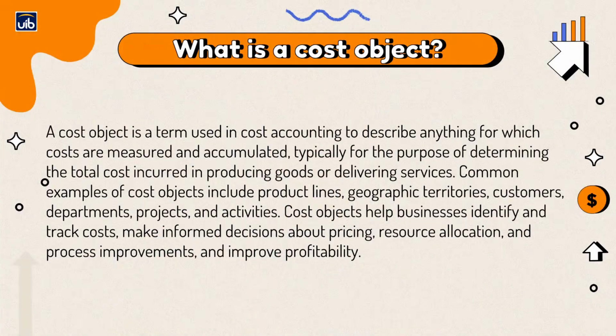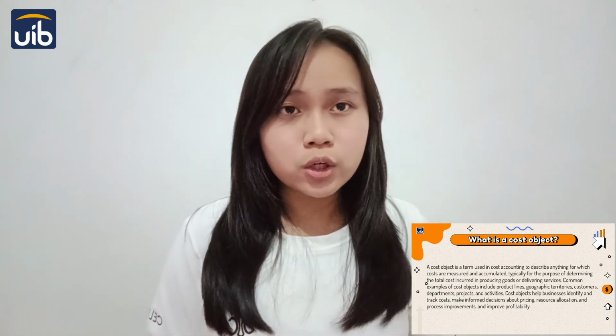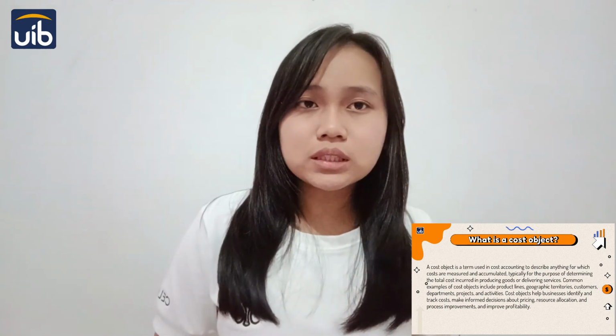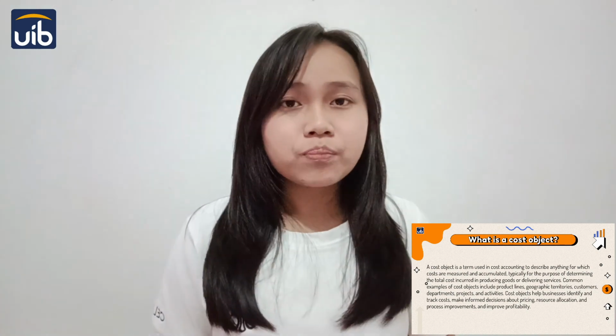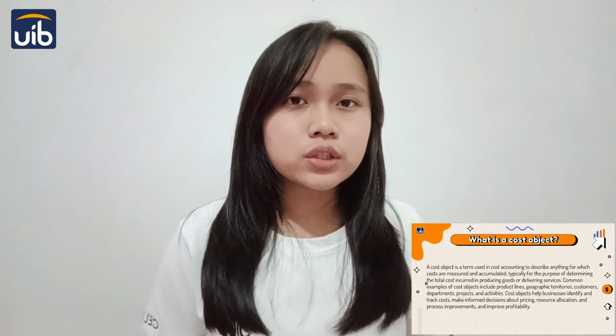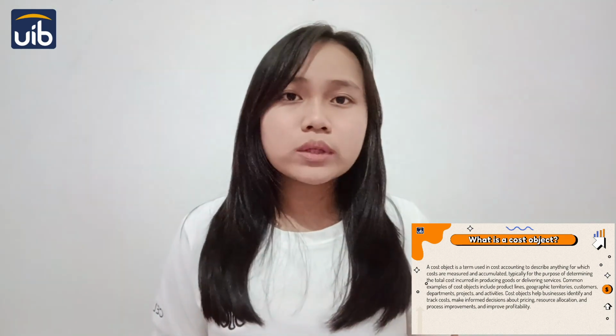What is a cost object? A cost object is a term used in cost accounting to describe anything for which costs are measured and accumulated, typically for the purpose of determining the total cost incurred in producing goods or delivering services. Common examples of cost objects include product lines, geographic territories, customers, departments, projects, and activities. Cost objects help businesses identify and track costs, make informed decisions about pricing, resource allocation, and process improvements, and improve profitability. They are essential for managing costs throughout an organization and are one of the primary targets of reporting within a managerial accounting system.